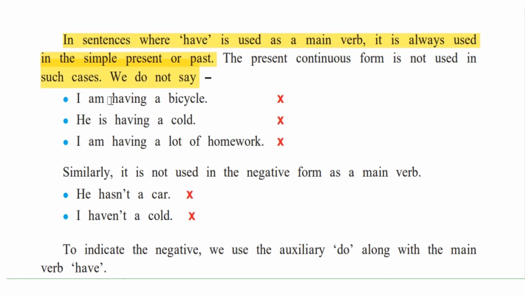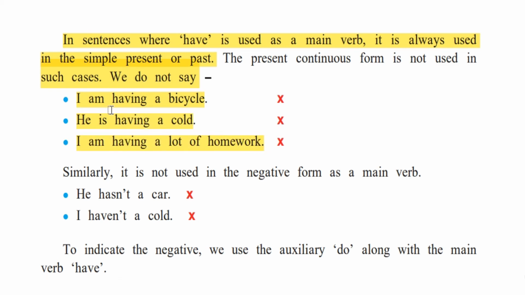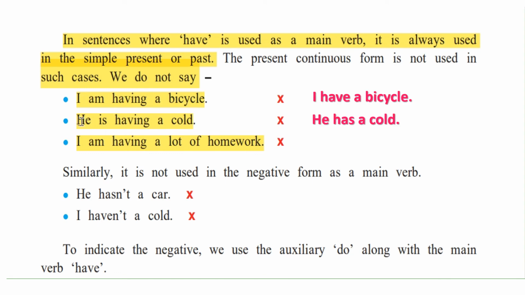So we do not say, I am having a bicycle. He is having a cold. I am having a lot of homework. That's wrong to say. Instead, we say, I have a bicycle. He has a cold. I have a lot of homework.